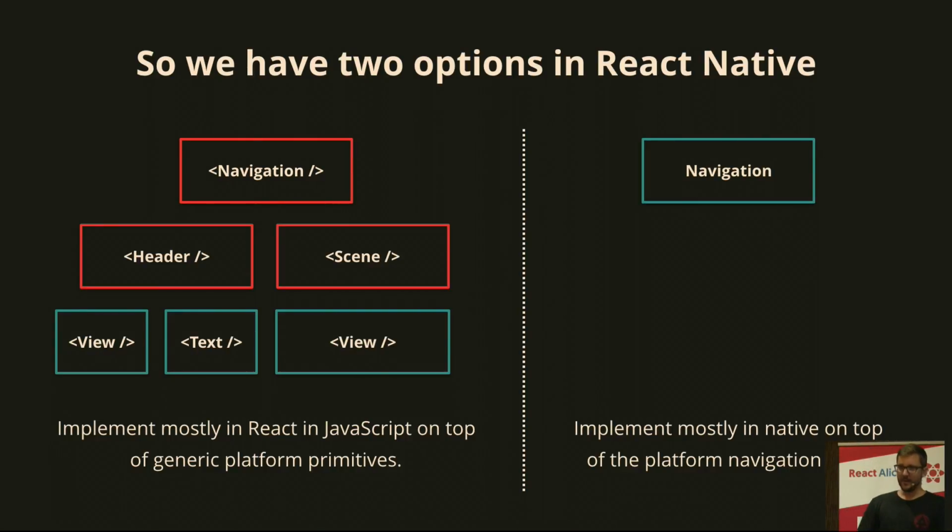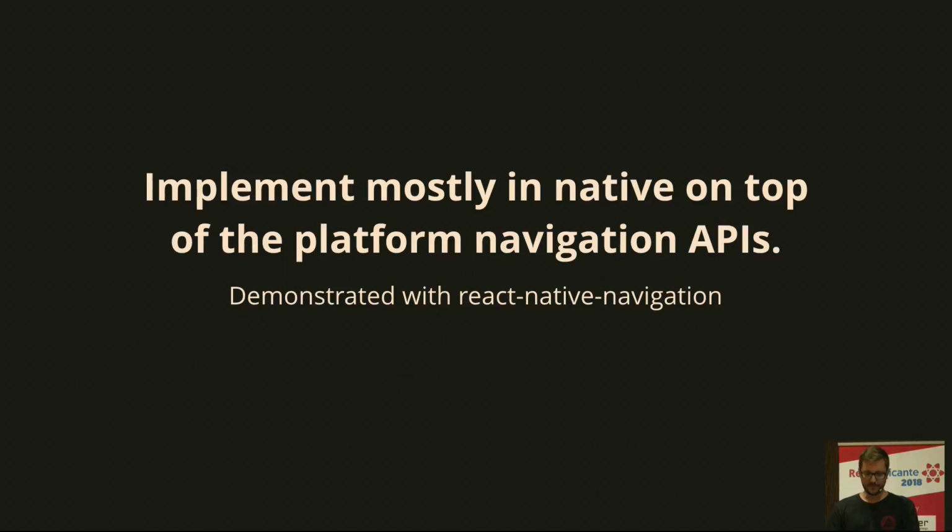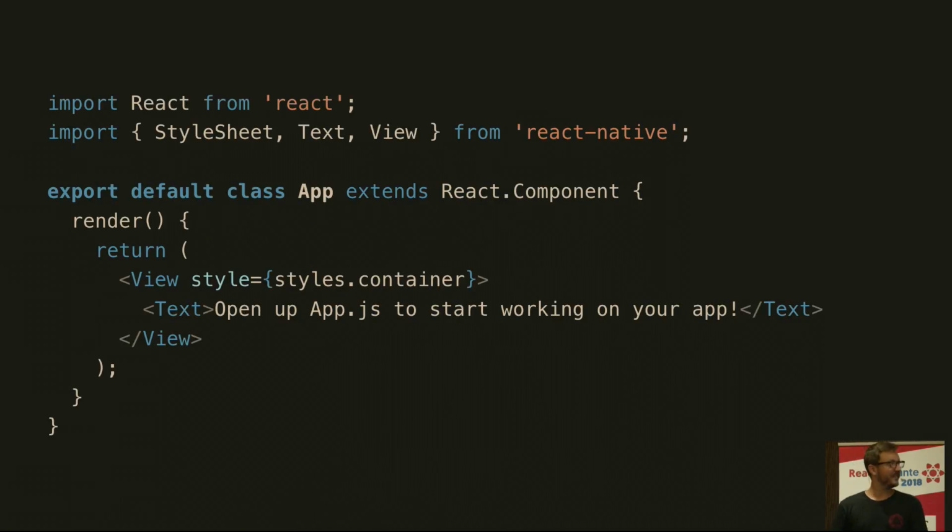So in React Native, there are a lot of implementations for both of these options, but we're going to look at the most popular for each of them and look at the trade-offs in the different approaches and what their different strengths are. The first one is to implement mostly on top of the platform navigation APIs. This is demonstrated with React Native Navigation. Disclaimer: I work on the other one I'm going to talk about later. I'm trying to be as fair as possible, and I think they're both good, but I just thought I would mention that in case it's relevant.